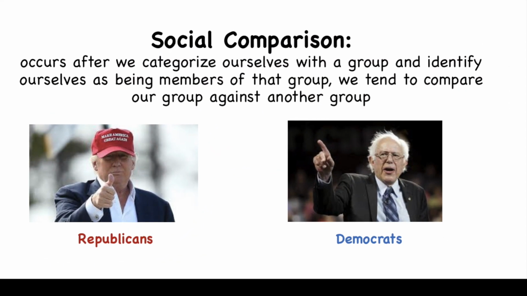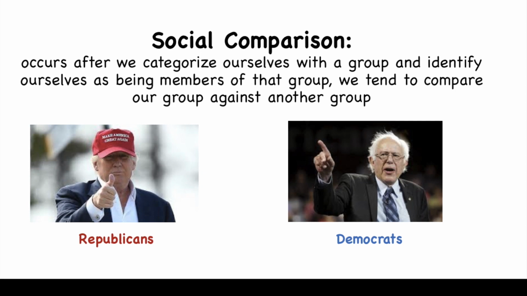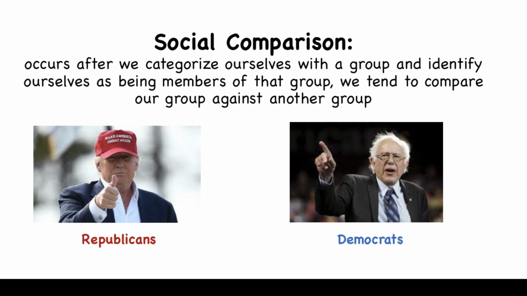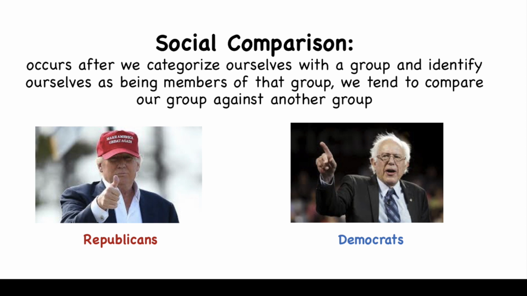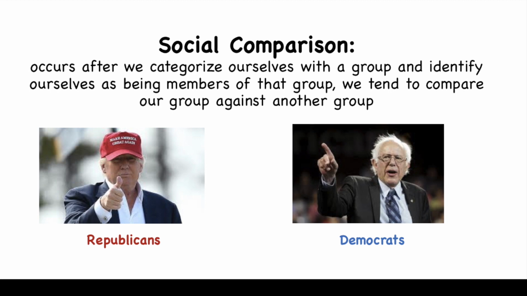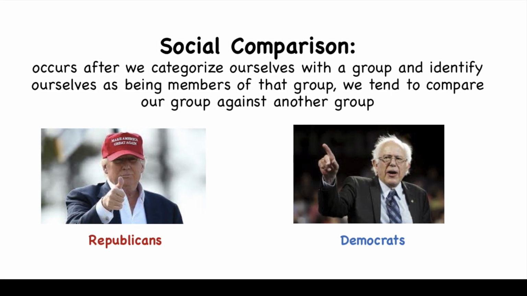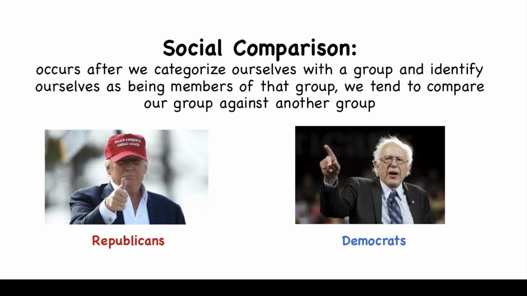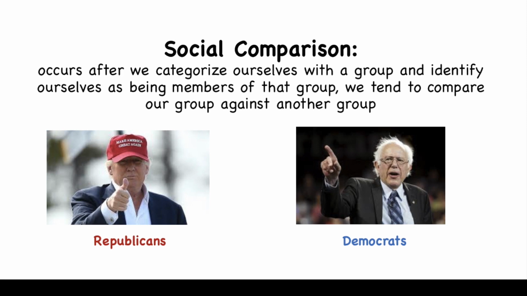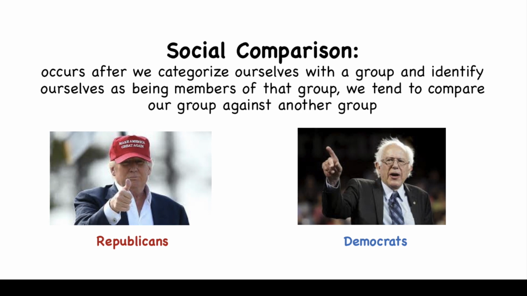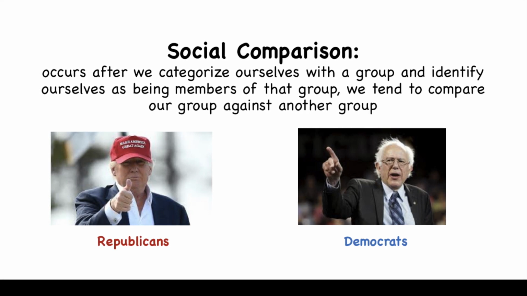The final stage is called social comparison. It occurs after we categorize ourselves with a group and identify ourselves as being members of that group. We tend to compare our group against another group. Each group or category has more power, prestige, status, and so on. This helps explain prejudice and discrimination, since a group will tend to view members of competing groups negatively to increase self-esteem. Let's go over a quick example.